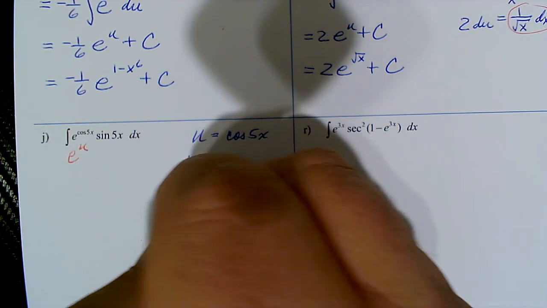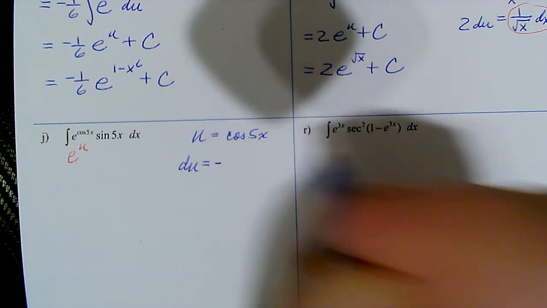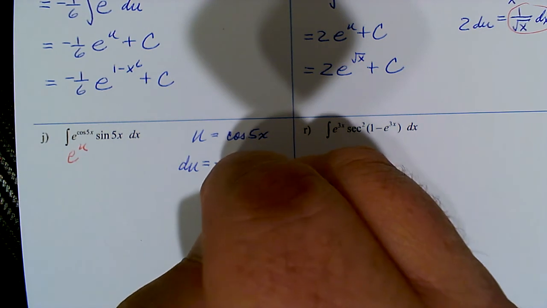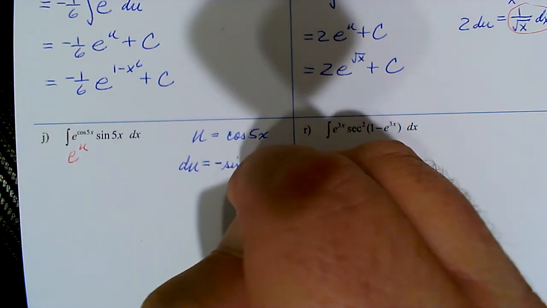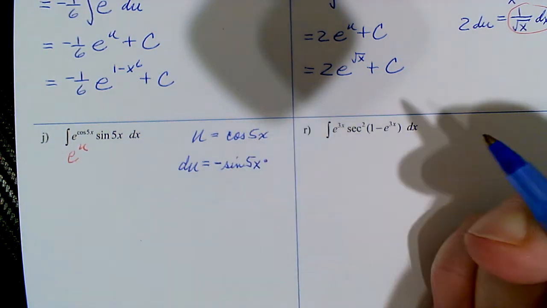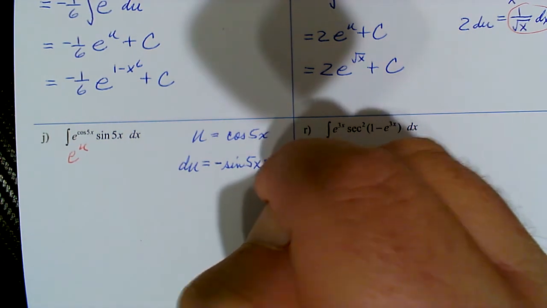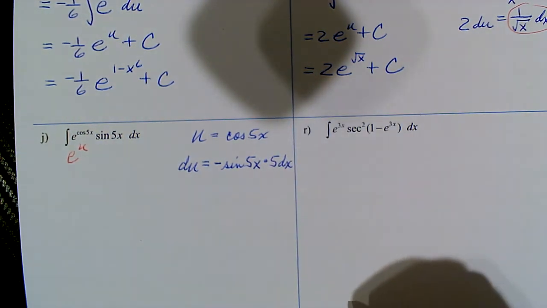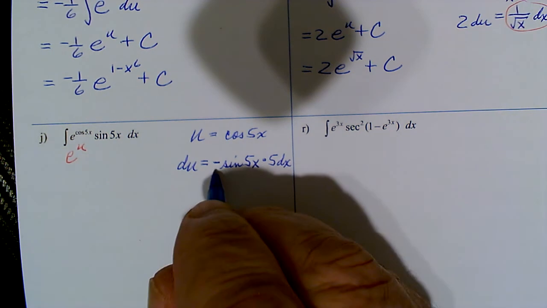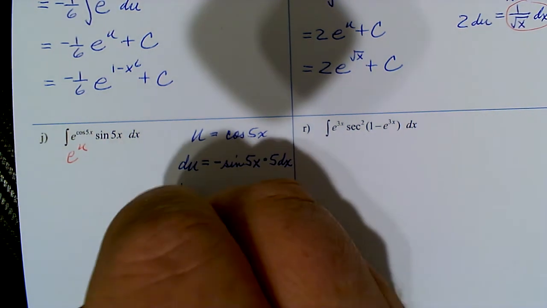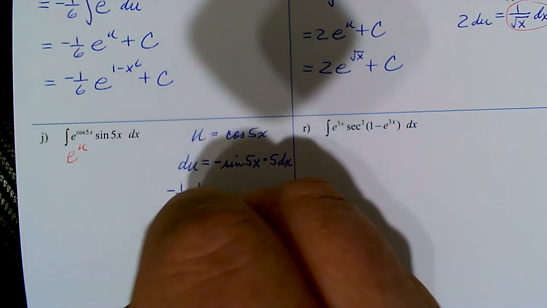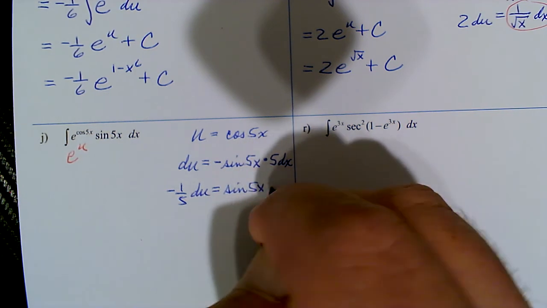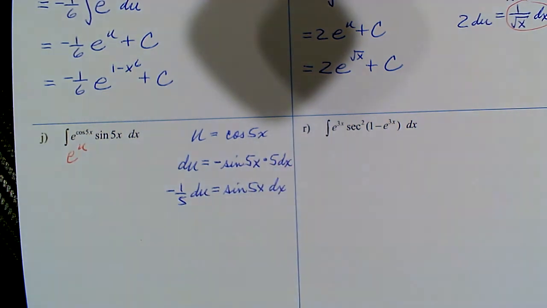We have to calculate our differential du. Make sure you put yourself in the differentiation mode. The derivative of cosine is minus sine, same argument 5x, and don't forget times 5, the derivative of the argument, and the differential dx as well. Then we're going to modify by the negative and the 5, so we have that negative 1/5 du equals sine of 5x times the differential dx.